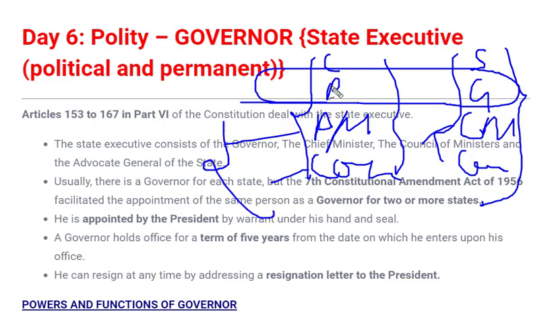They are appointed by the President with the help of the Prime Minister. But the difference is that the President is elected, whereas the Governor is appointed by the President. And we know how the PM and Council of Ministers are appointed. So once again, I'm repeating this, how they are appointed.